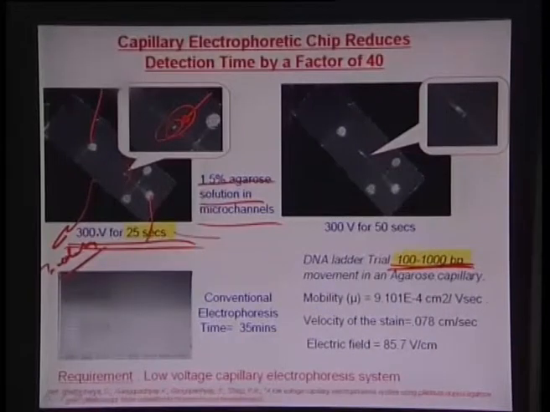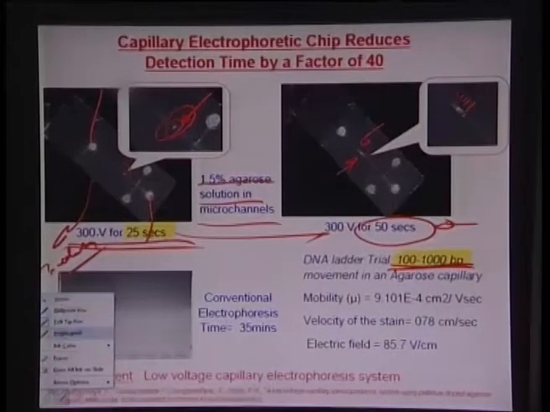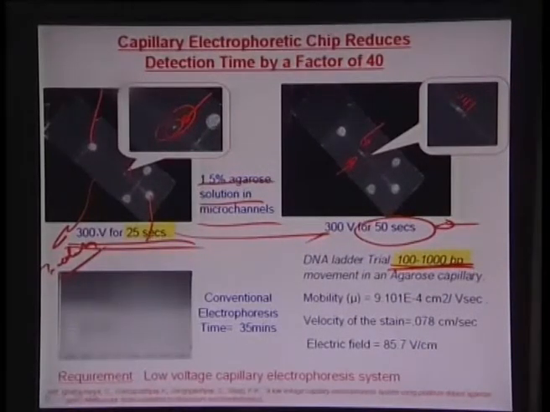Now if you keep applying this for another 25 seconds, it splits up into various stains or bands in the same capillary, as you can see. So this is one of the finest examples of capillary electrophoresis. Essentially the mobility can be calculated for such stains as 9.1 × 10^-4 cm² per volt second. The velocity of the stain would be roughly 0.078 centimeter per second, and the electric field that is used is close to 85.7 volts per centimeter.